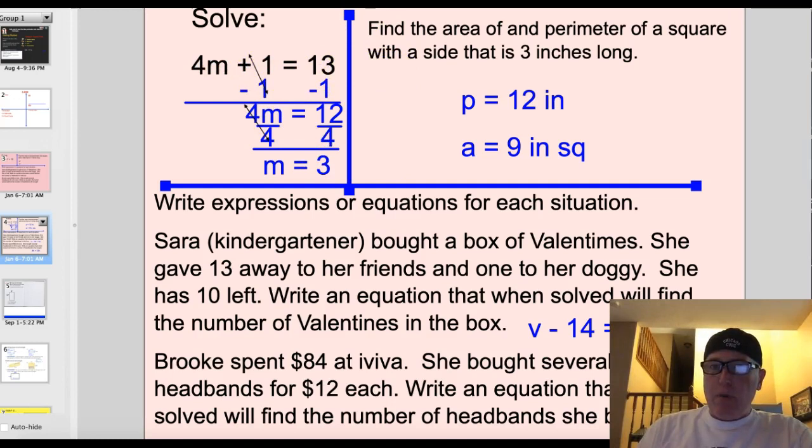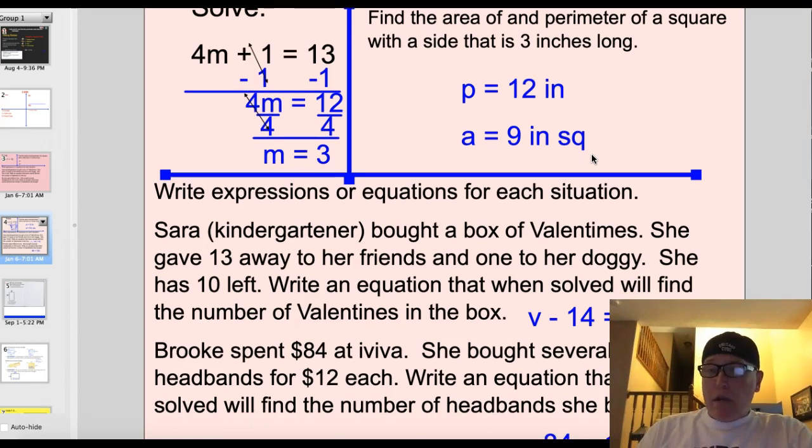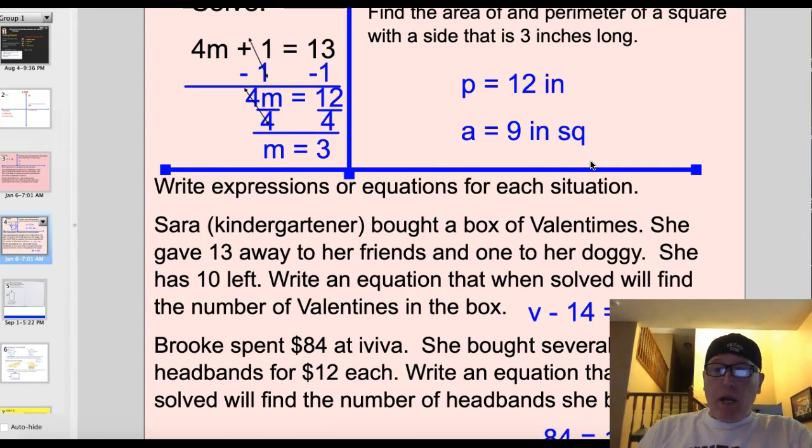Find the area and perimeter of a square with the side that's 3 inches long. Well, when you think about it, the perimeter is just going to be 3 plus 3 plus 3 plus 3, or 4 times 3. The area is going to be the base times the height, because a square is a rectangle too. So the bottom of it is 3. The height is the same. Is 3. 3 times 3, or 3 squared. 9 inches squared.